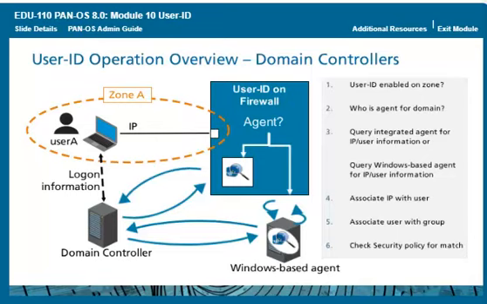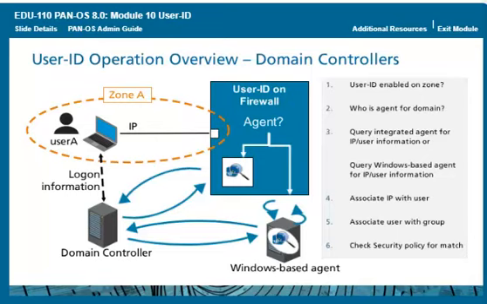Before User ID can operate, it must be enabled on the security zone. If User ID is enabled, then the firewall consults the administrator-defined User ID configuration to determine which agents the firewall has available to gather IP address and username information. Depending on the configuration, User ID on the firewall could query either an integrated agent or a Windows-based agent. The agent retrieves IP address and username information from the domain controller.